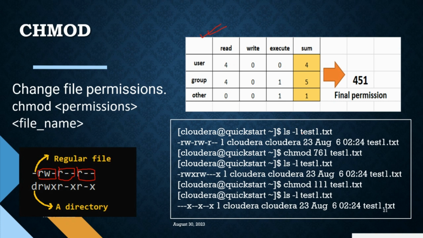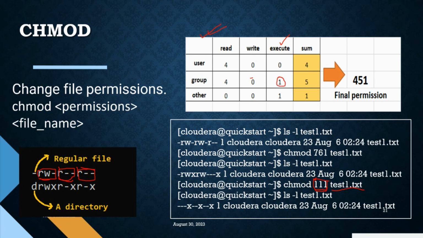Now you can see this table. It shows chmod 111 test1.txt. What is the meaning of this 111? In this way we are providing permission to that file. I have written one for the user, one for the group, and one for others. If we are passing only one, it means we are giving only execution permission: execution permission to user, to group, and to others. We are not providing any read and write permission. If it is one, then it is execution permission.